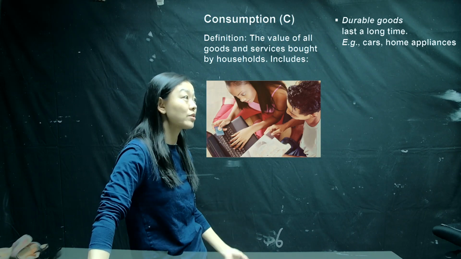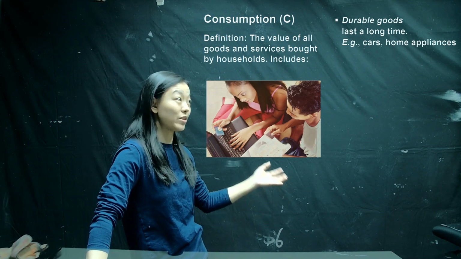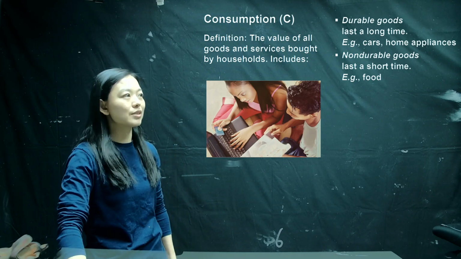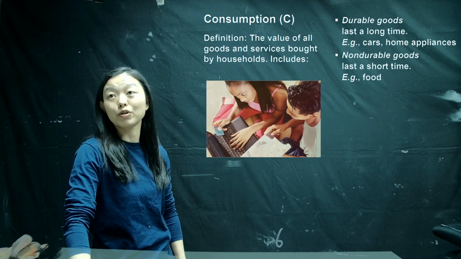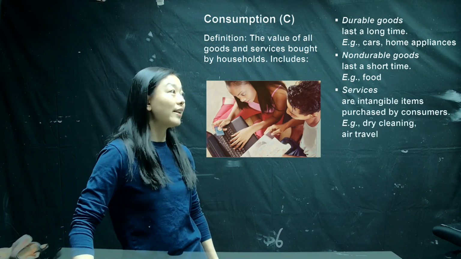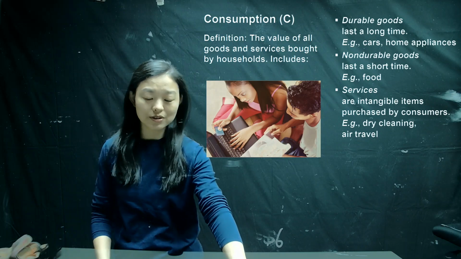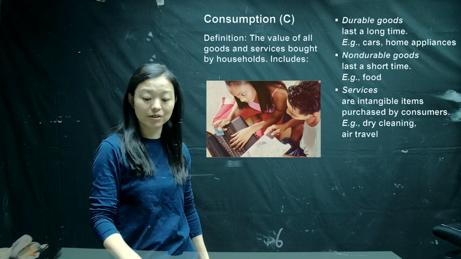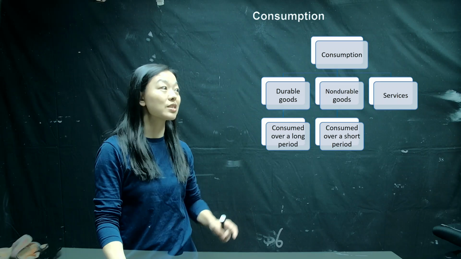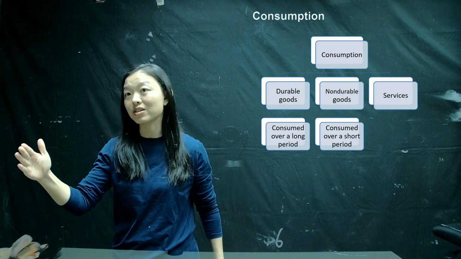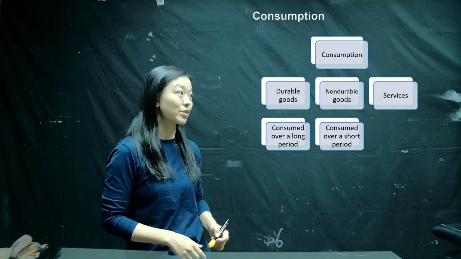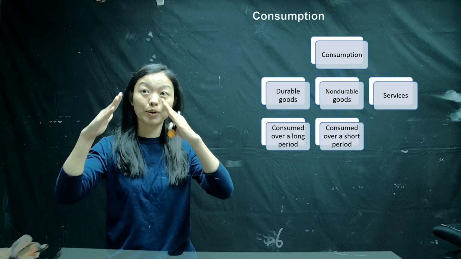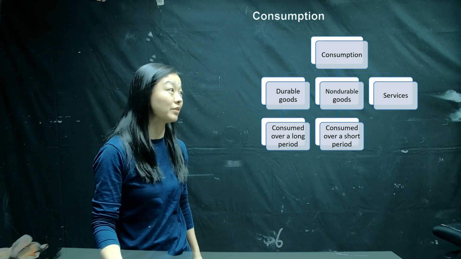Durable goods are things like cars and house equipment. It also includes non-durable goods such as food, because it could be perishable, right? And then you also include services. So consumption includes goods consumption and services consumption, and goods consumption includes durable goods consumption and non-durable goods consumption. Those are the components that go into consumption.